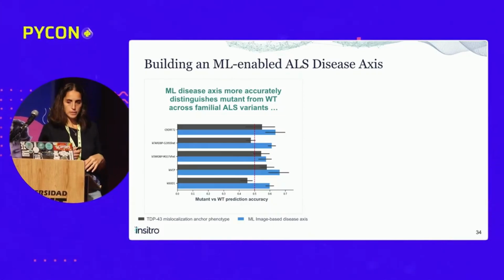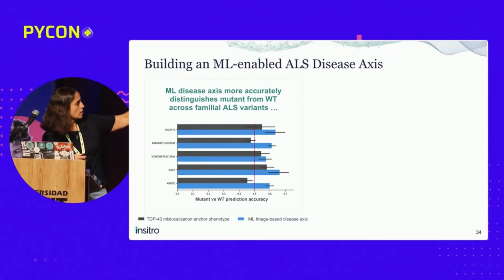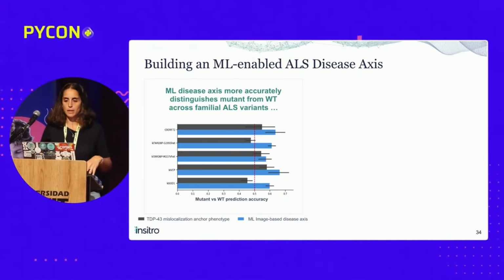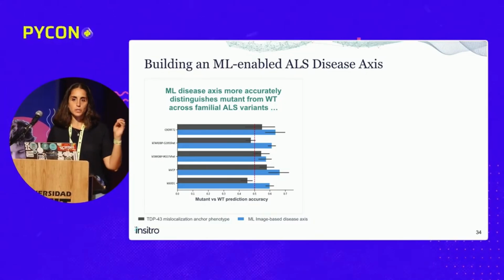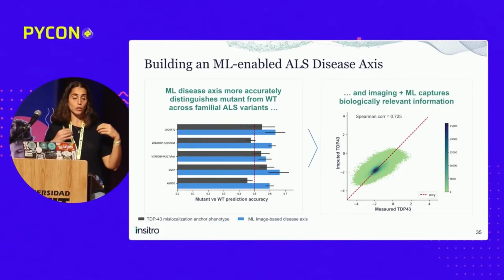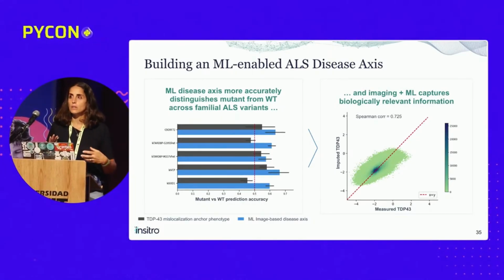In comparison with the classical measurement of TDP43 mislocalization, which is in black or grayish, and the ML classifier in blue, we observe that the ML embeddings are really increasing the accuracy in distinguishing the mutant from the wild type. And then we took the next step and decided to impute the relative abundance of TDP43.